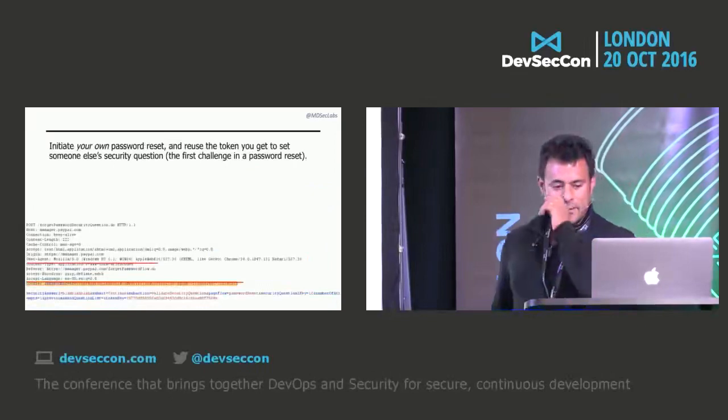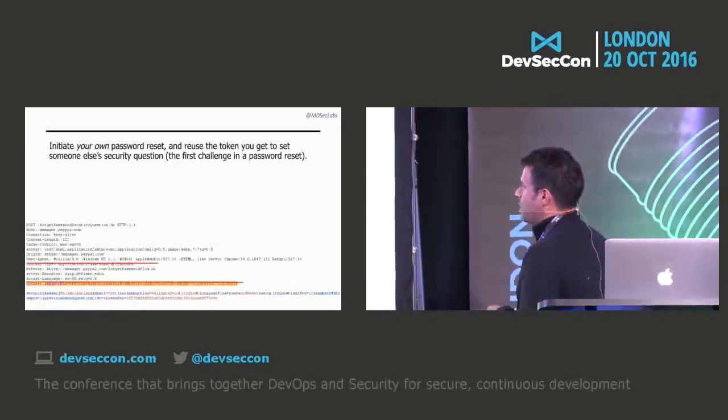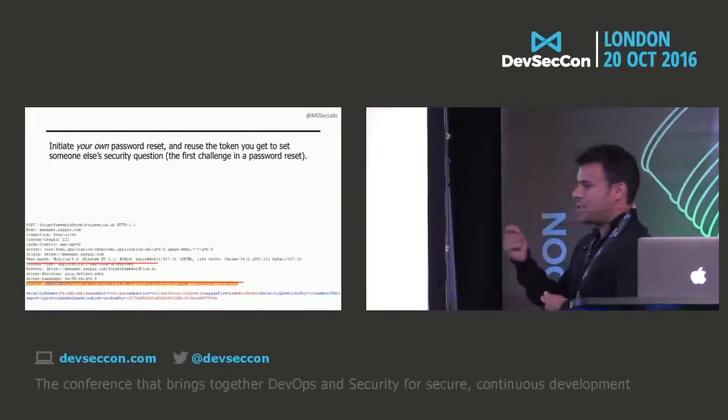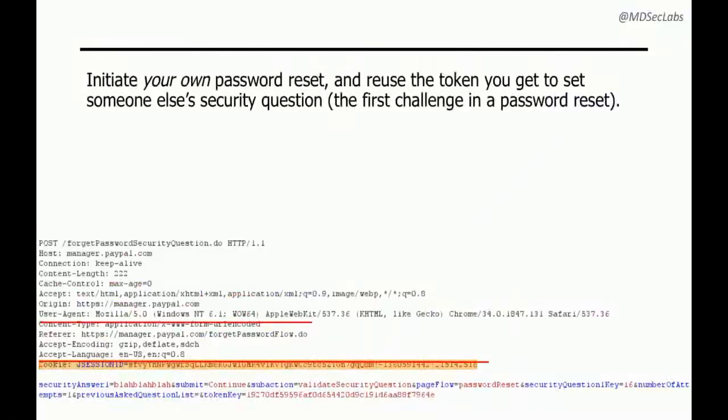What this guy realized was that in PayPal Manager, you could issue a password reset, and you were given a token that was used to identify your reset process. If you took that token but didn't complete your own reset, and you switched context to somebody else's, then the context became associated with their account, and your token became valid for them.